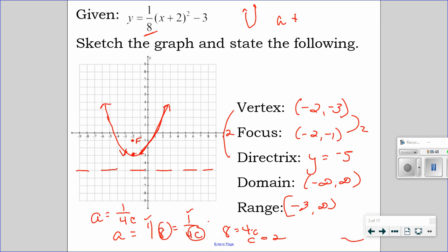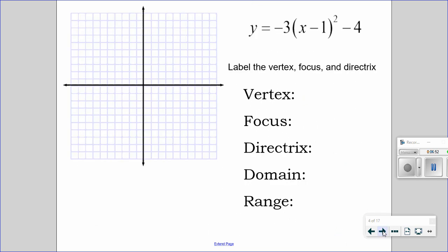Maybe a little better, I could have drawn that. Okay, so why don't you guys take this next one, give it a try, write the vertex, focus, directrix, domain, and range. Hopefully you're going to think the domain is going to be -infinity to infinity. So put it on pause and try to give the answer and then check it.